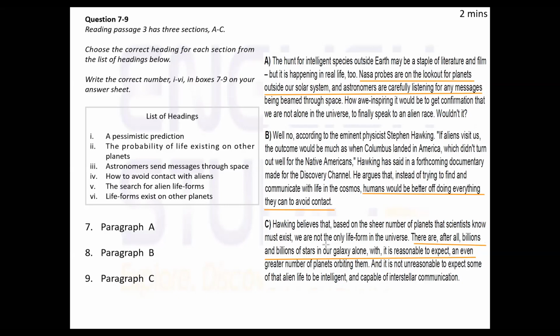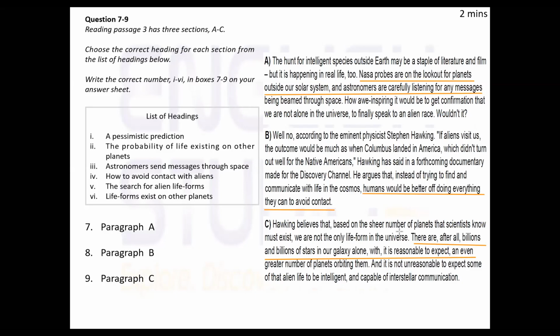Okay. So if you see number C, let's see the headings first. Pessimistic prediction, no. Probability of life existing on other planets, it could be this one. Astronomers send message through space, no. How to avoid contact with aliens, no. The search for alien life forms, we already answered that earlier. This is for number 7, life form exists on other planets. Could be that too. So we have two probable answers. The first is probability of life existing on other planets, and then life forms exist on other planets.